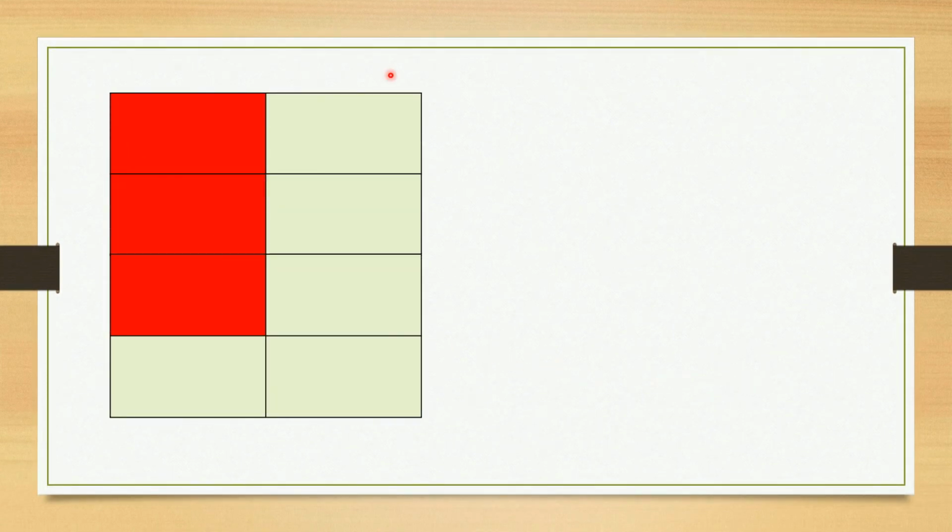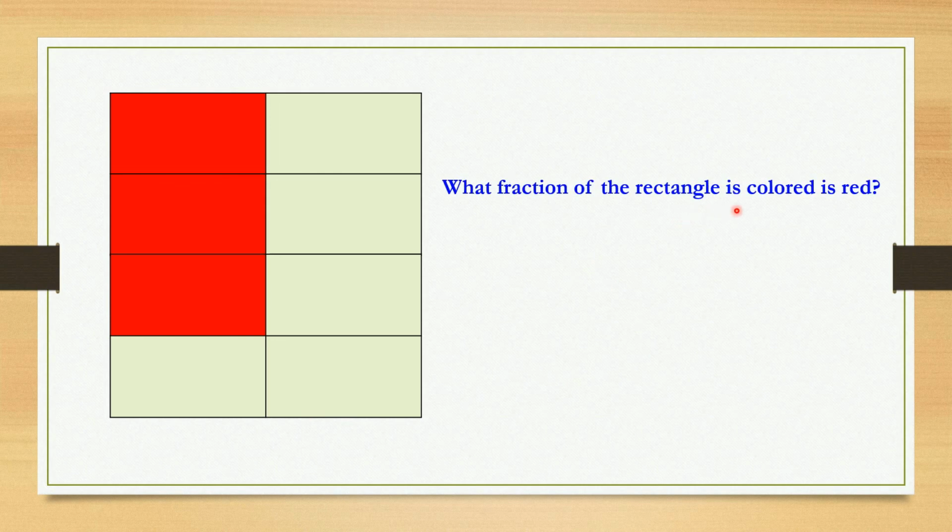Here they gave us another unit. A unit can be a rectangle. This rectangle is divided into 1, 2, 3, 4, 5, 6, 7, 8 equal parts. You see, they are all equal. A rectangle divided into 8 equal rectangles. What fraction of the rectangle is colored in red? 1, 2, 3. We have 3 parts colored in red. So 3/8 of the rectangle is colored in red.